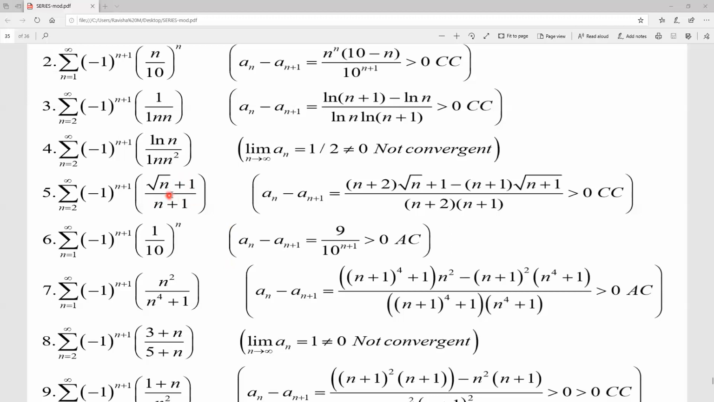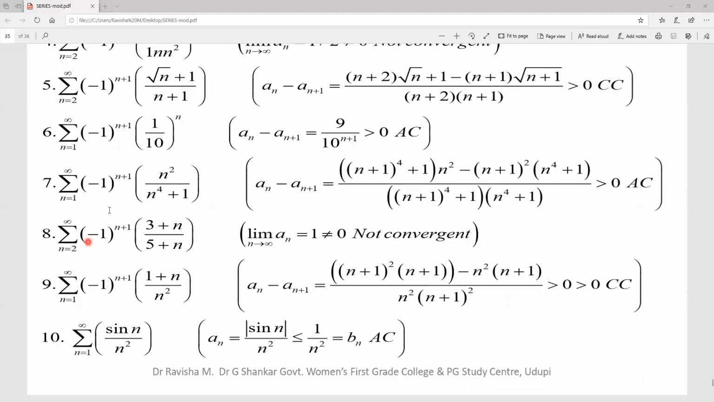The absolute series is divergent. Therefore, the given alternating series is conditionally convergent. Let us take the sixth problem: the sum from n equals 1 to infinity of (-1)^(n+1) times (1/10)^n. So anyway, this is positive.